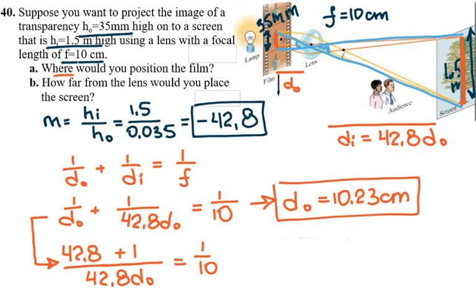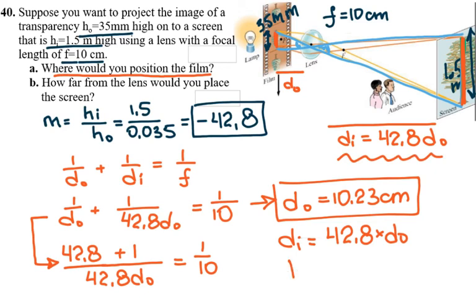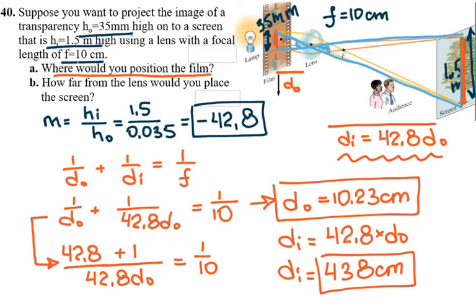So that's the answer. Where would you position the film? And how far from the lens would you place the screen? And the screen distance, di, is 42.8 times dO. So di would be equal to 438 centimeters, because we chose to have everything in centimeters in our equation. So my answer is in centimeters as well.